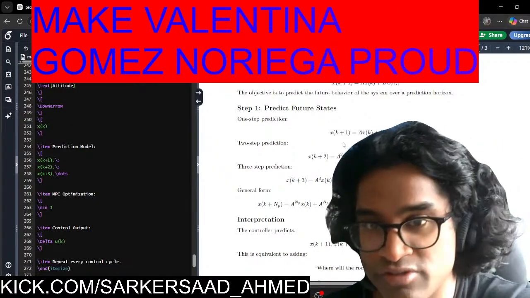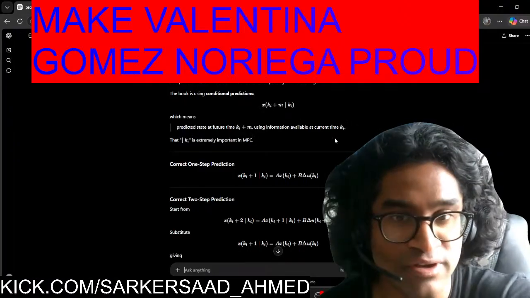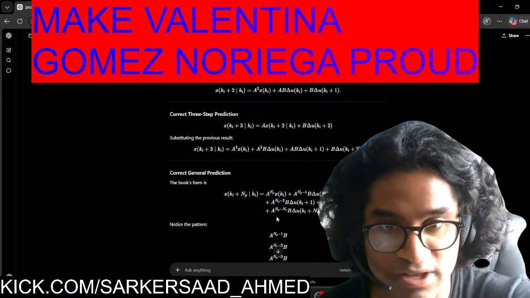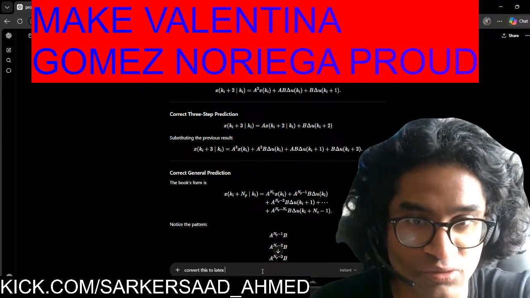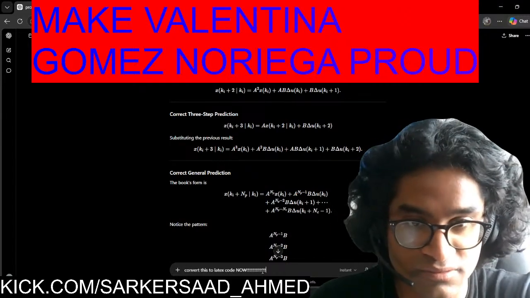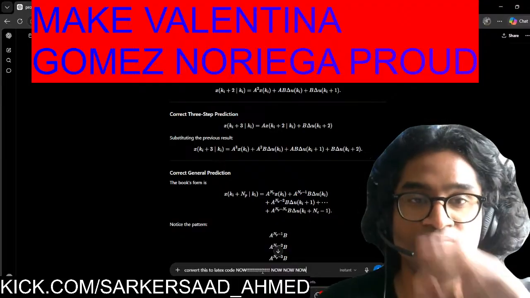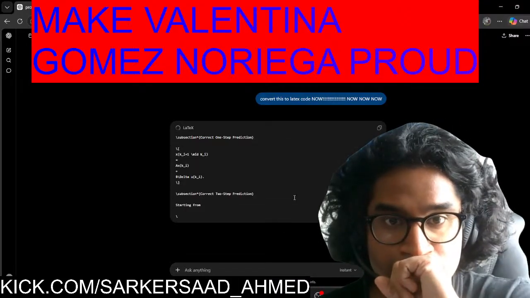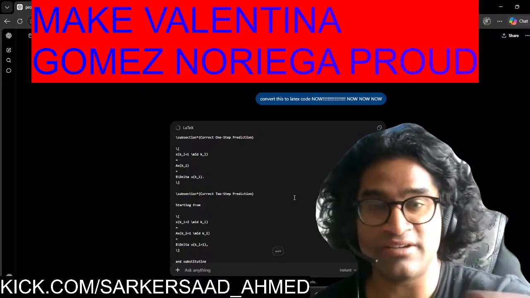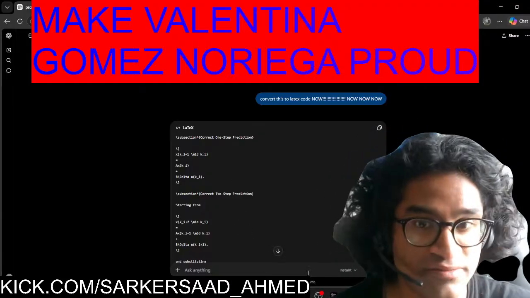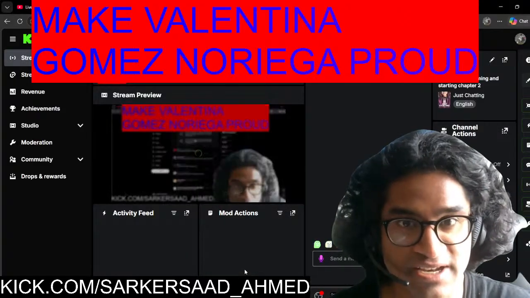So this should always be x of k plus 1 t. I'm going to fix it actually. Now, can you convert this to LaTeX code? Convert this to LaTeX code now. So again, it doesn't understand. So this is very dangerous, very dangerous.